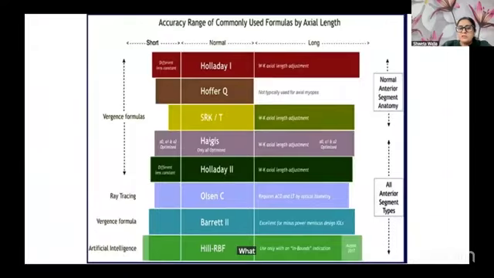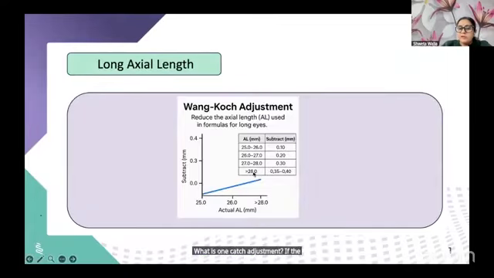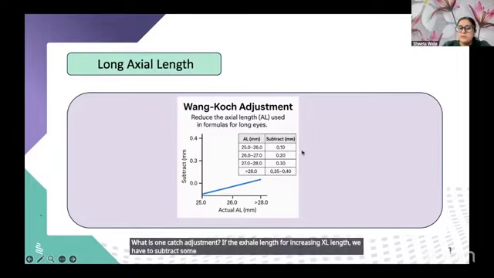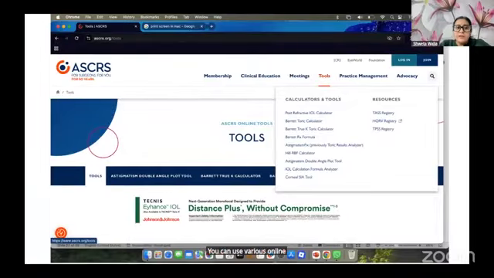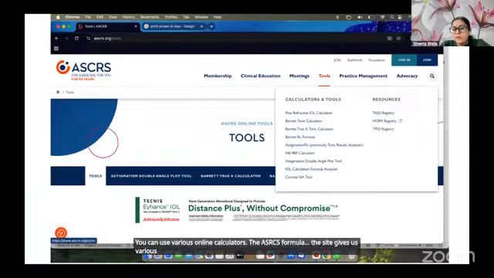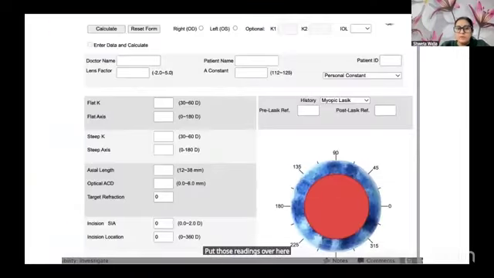What is Wang-Koch adjustment? For increasing axial length, we have to subtract some amount, and this is done for long axial length patients. You can use various online calculators. The ASCRS site gives us various tools to calculate, and this is a wonderful site, and you can check whatever formula power is coming with your A scan, put those readings over here and use new formulas.